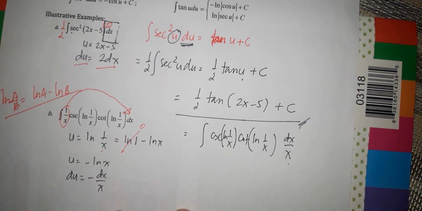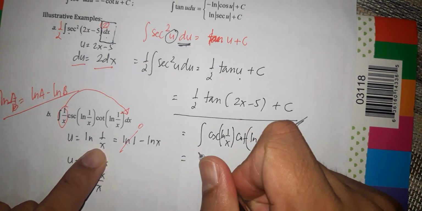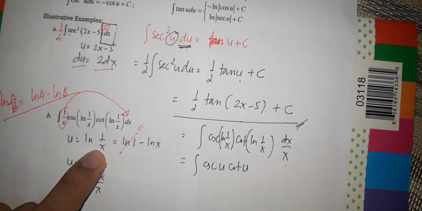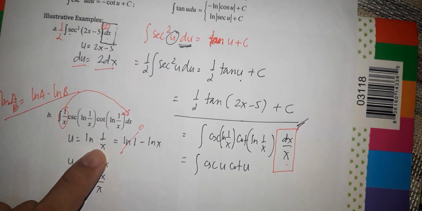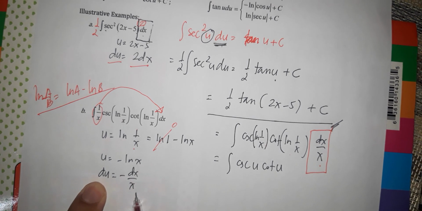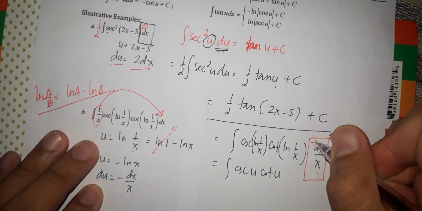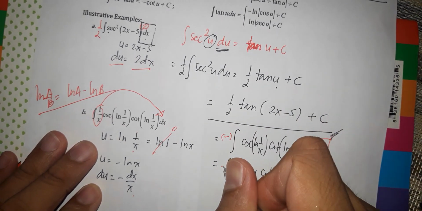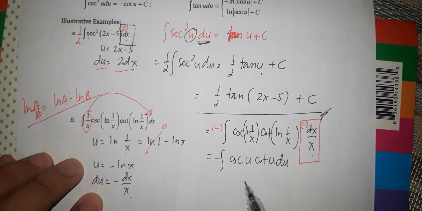Kung titingnan natin, since we let u be equal to ln of 1 over x, this is integral of cosecant u, cotangent u, and what is this? Dx over x. Ang du natin is negative dx over x, pero ang nandito lang ay positive. To make it negative, I need to multiply this by negative, and of course, I need to multiply negative outside. So, magkakaroon ka dyan ng negative du.